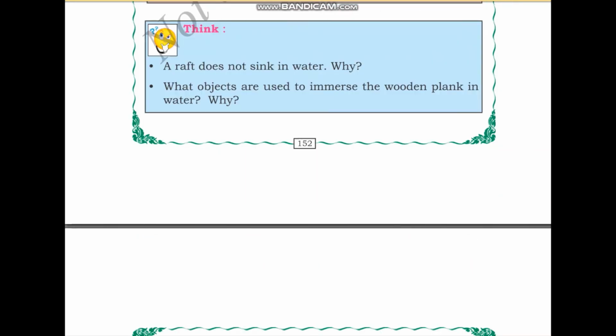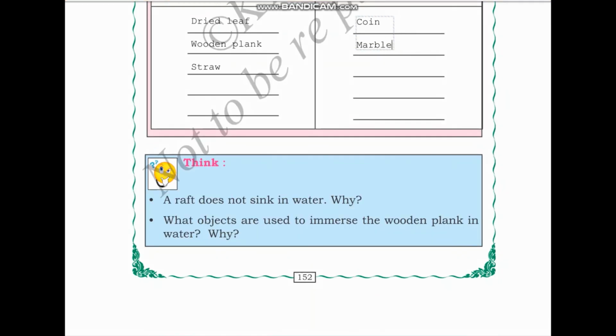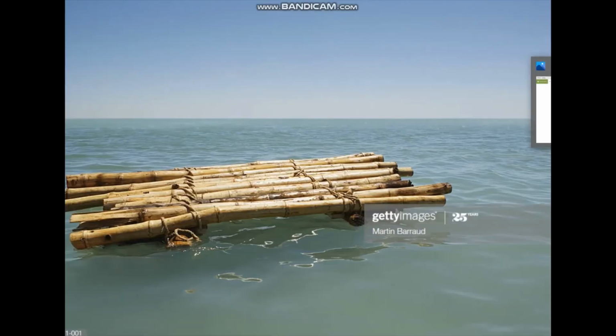Next, a raft does not sink in water. Why? To understand why the raft does not sink in water, I will show you a picture of a raft. As you can see here, the raft is made up of wood or bamboo. And we just learned that wooden planks float on water.